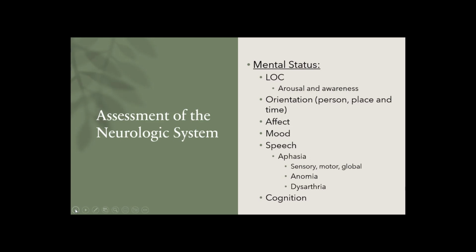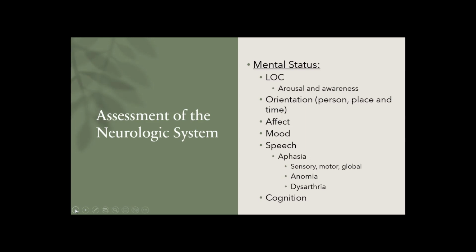Aphasia is the absence or impairment of the ability to communicate through speech, writing, or signs. And this does include all areas of communication. So it includes speech, reading, writing, and also understanding. So aphasia is the absence or the impairment of the ability to communicate. There are some different types of aphasia that we'll talk about. There's three main types. There's sensory or receptive, there's motor or expressive, and then there's also global aphasia. So those are the three main types. And then anomia and dysarthria are just some other terms that are related to impaired speech patterns, and we'll talk about those.